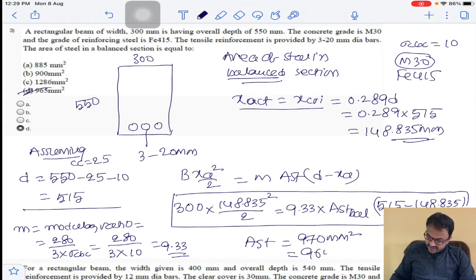Because we have assumed the clear cover as 25 mm. It might be 30 or 20, but he hasn't provided the data, so that's why I assumed. I got the answer approximately, very near to 970 mm square. So the correct answer for this question is option D.